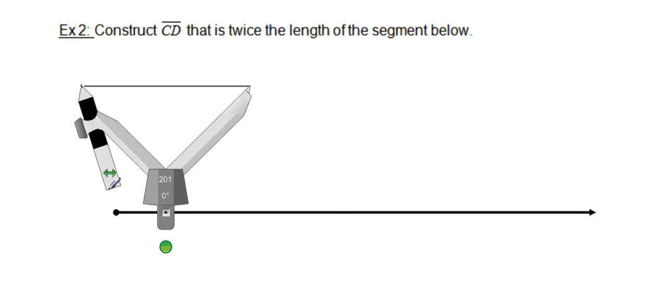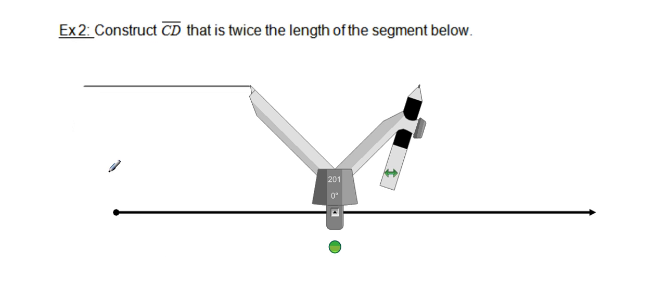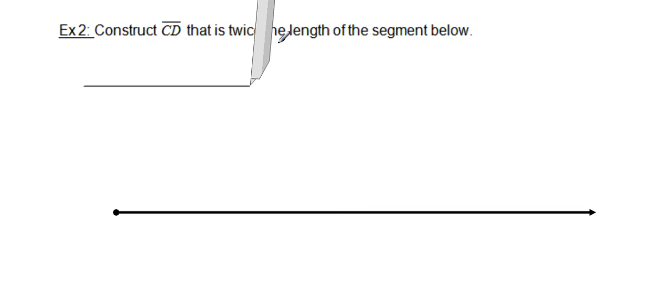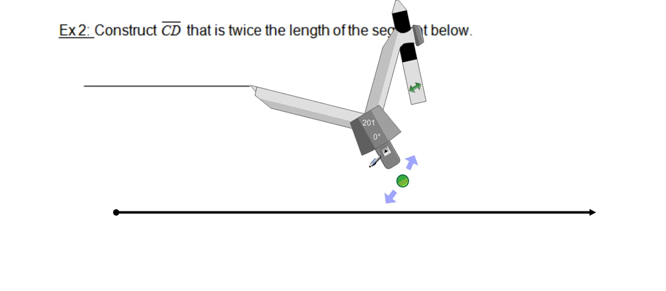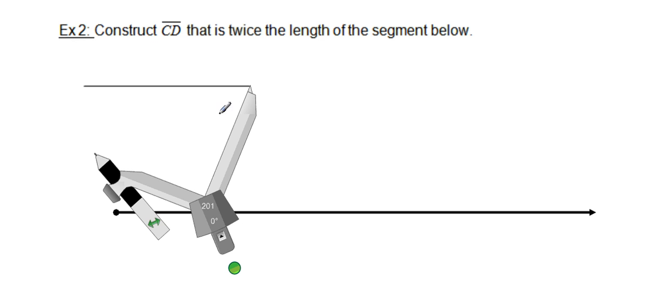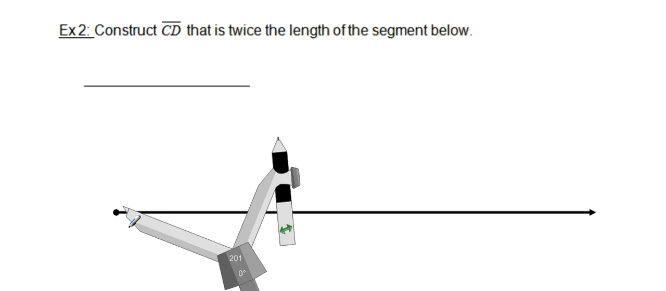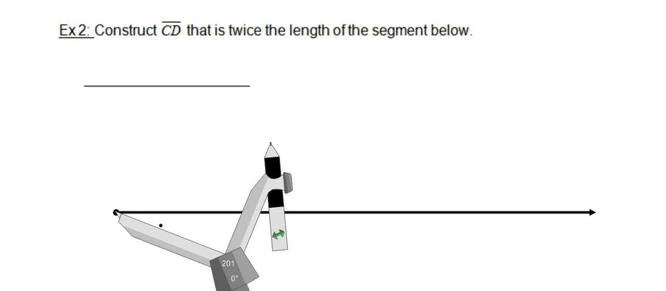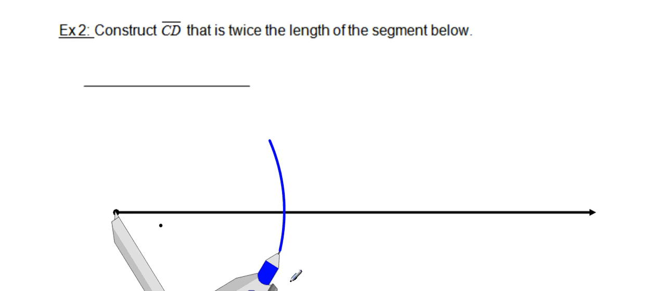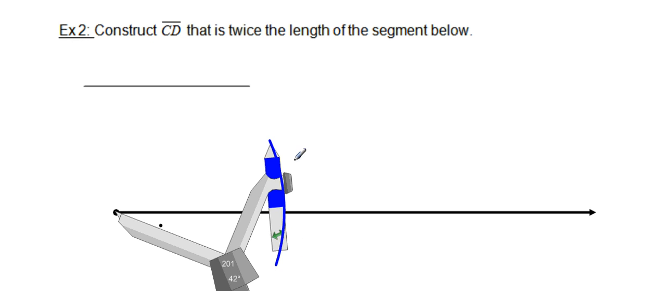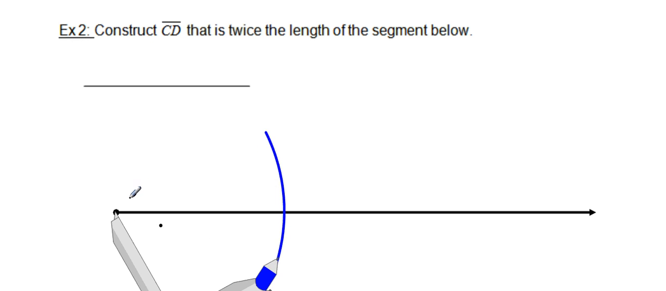And then keeping that exact same compass setting, I'm going to come down here to my new line segment and mark off an arc that's exactly that same distance. So if I were to stop right now where I've placed that blue arc, this line segment would be exactly equal to the original one. I want my new one to be twice that.